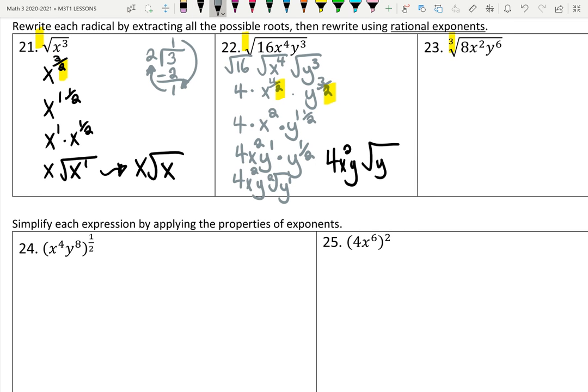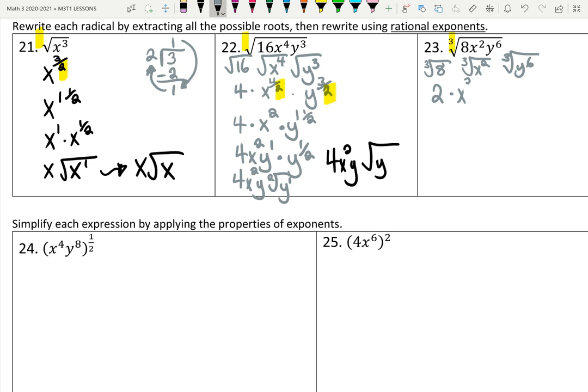23, same idea, except I have to deal with the cube root. I'm going to have to deal with the cube root of 8, the cube root of x squared, and the cube root of y to the 6. So the cube root of 8: what number times itself 3 times is going to be 8? It is 2.